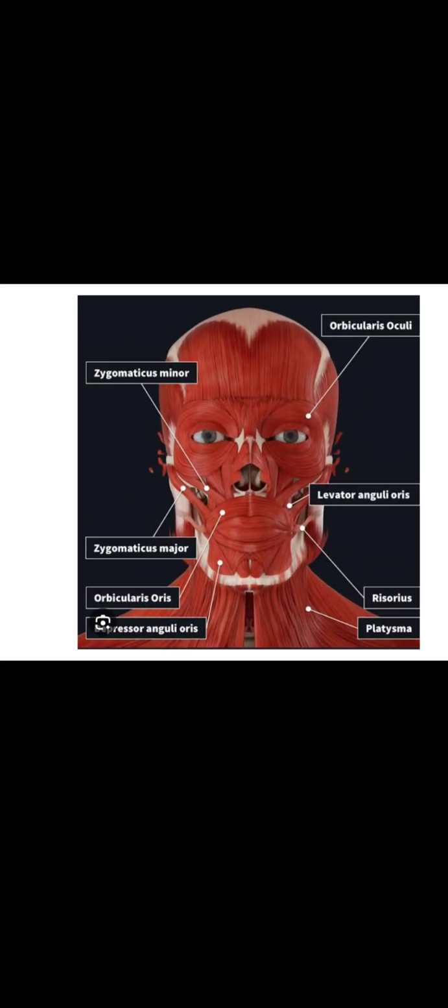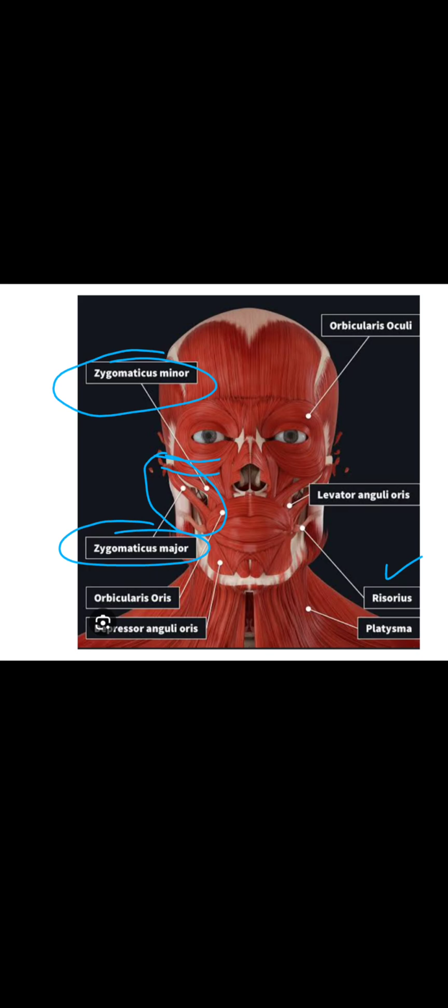Okay, so in the muscles around the mouth, we also read about zygomaticus major and zygomaticus minor. We also read about the buccinator and risorius. First of all, talking about zygomaticus major. As you can see in this figure, this is your zygomaticus major muscle.